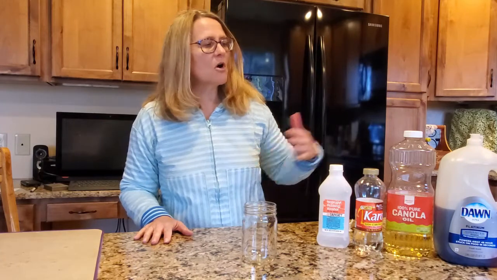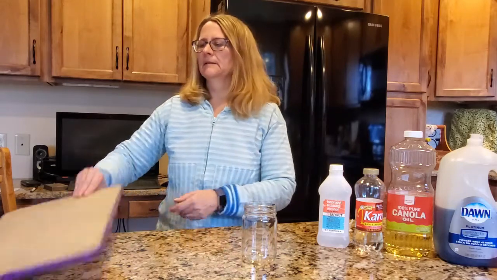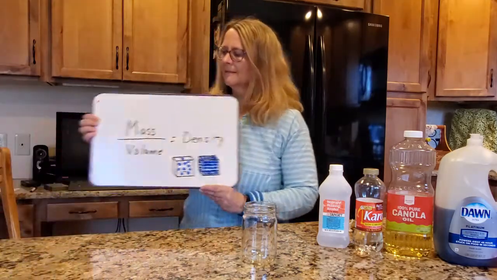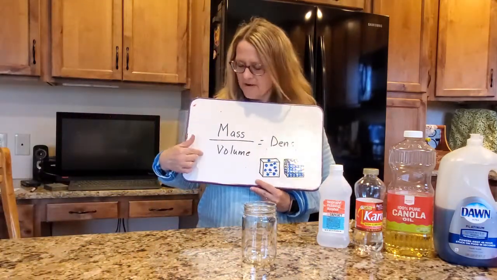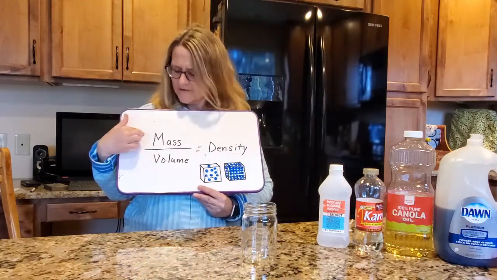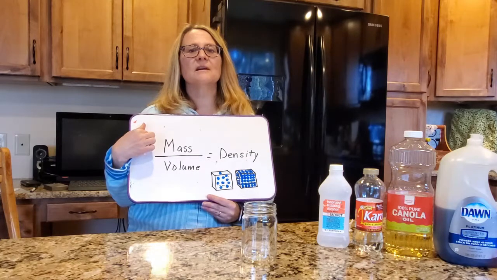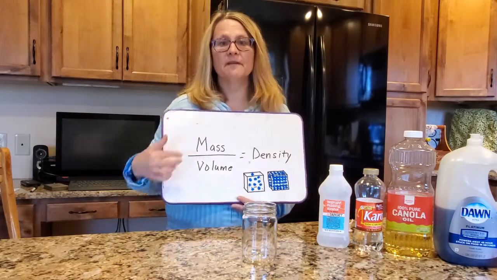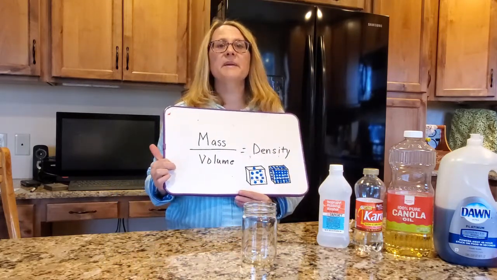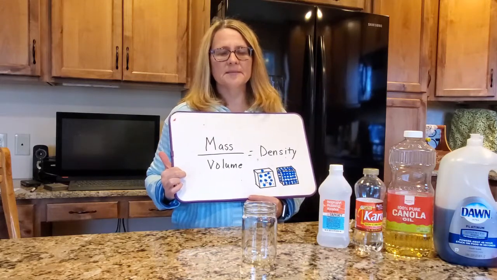Today I'm here to do a little density experiment with you. I have a little slide at the beginning that tells you all the things that you'll need. But first things first, what is density? Density is mass divided by volume. But what do those things mean? Mass is how much matter is in an object, and volume is how much space an object occupies.